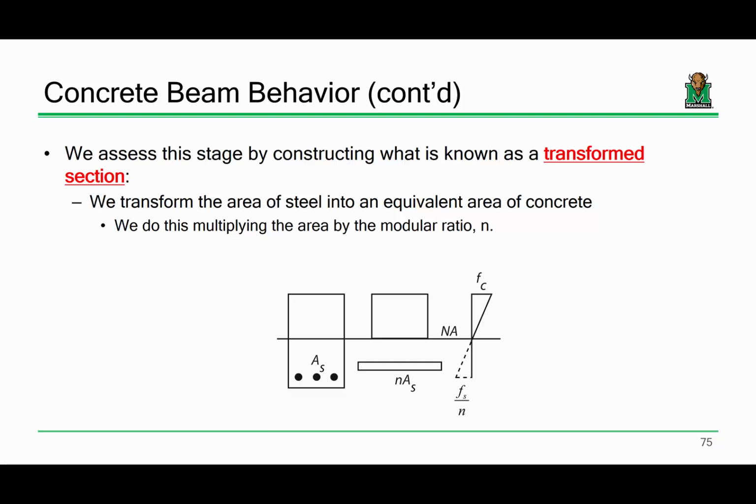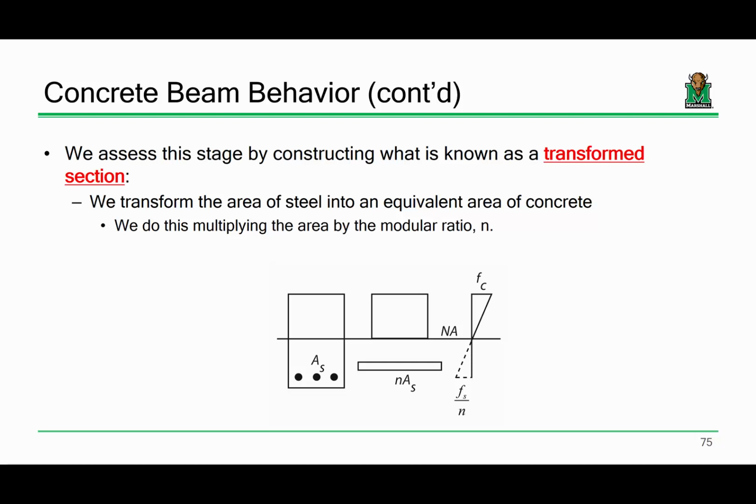So what we will end up doing for our analysis is our transformed section is going to look something like you see here in the middle. We're going to have a neutral axis, and we're going to have to figure out where that neutral axis is. That's going to become a discussion here in a second. And above that neutral axis, if it's in positive bending, all we're going to see is concrete in compression.